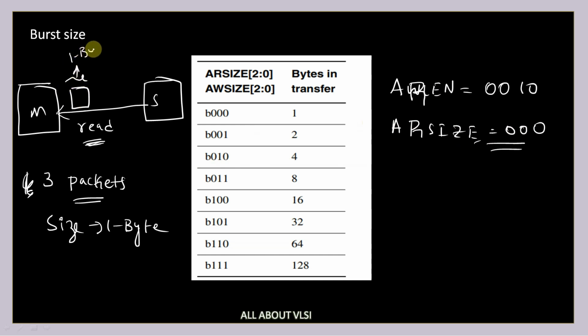The width of each packet will be equal to 1 byte, and in total I am going to receive 3 packets. So this is how I decide the length and how many packets I am going to receive, or how many packets I am going to write in a burst.